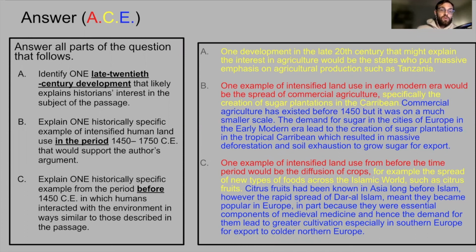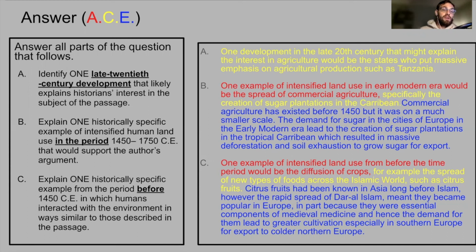In terms of one historically specific example from that time period, I chose to talk about commercial agriculture and specifically cash crops in the Caribbean, specifically sugar plantations in the Caribbean, by pointing out that in fact, commercial agriculture had existed long before this time. However, it's the demand for sugar in growing and industrializing European cities that led to the creation of these massive sugar plantations and intensification of sugar production in the Caribbean, which also had negative environmental consequences such as deforestation and soil exhaustion in order to grow sugar for export. And this would support the author's argument.